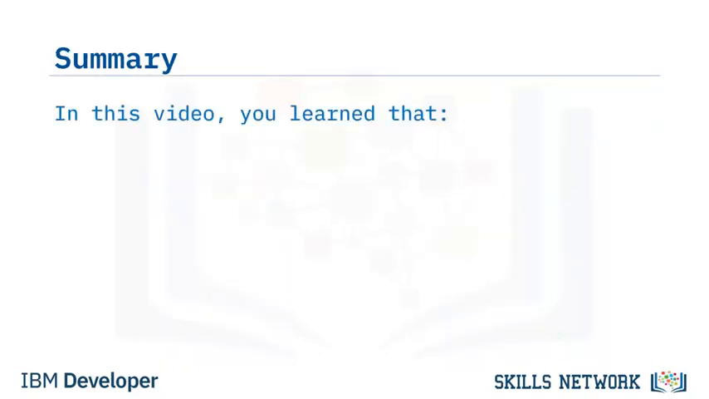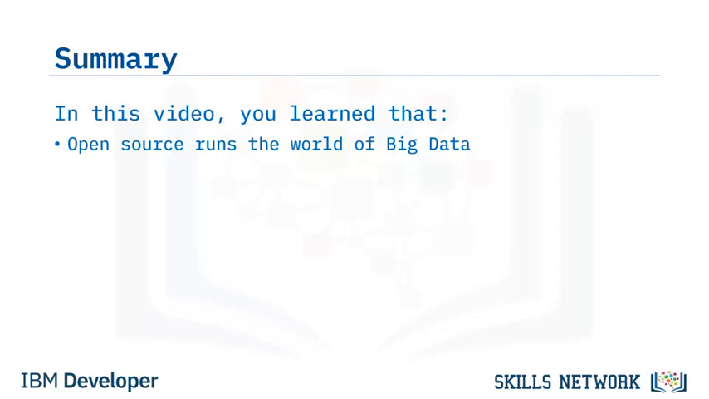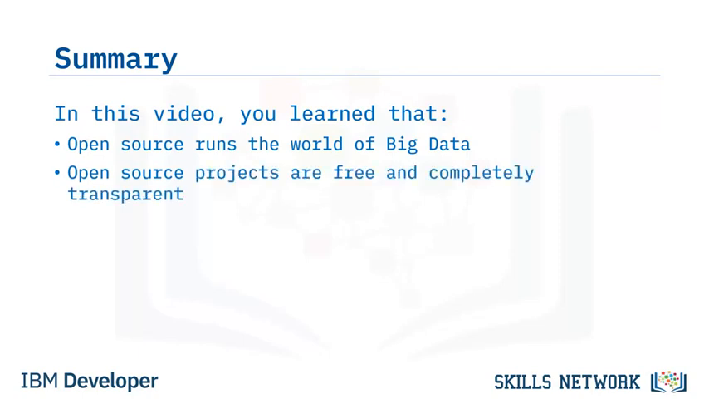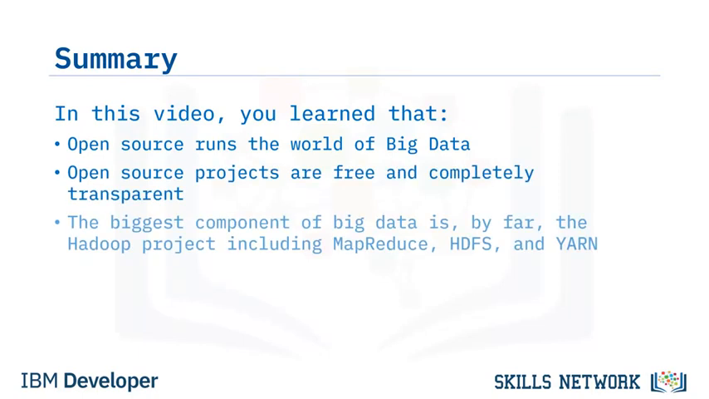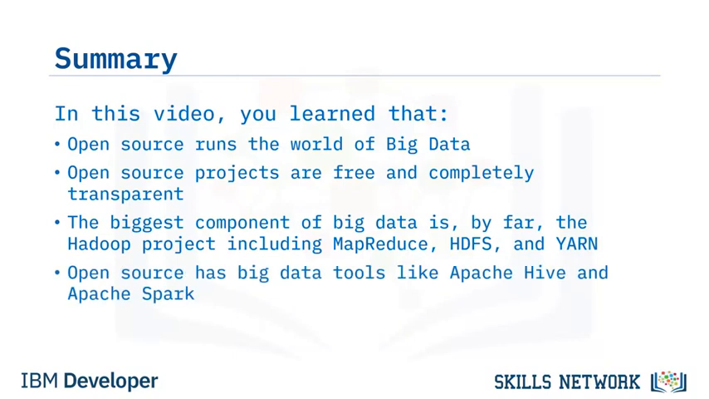In this video, you learned that open source runs the world of big data. Open source projects are free and completely transparent. The biggest component of big data is, by far, the Hadoop project, including MapReduce, HDFS, and Yarn. Open source has big data tools like Apache Hive and Apache Spark.